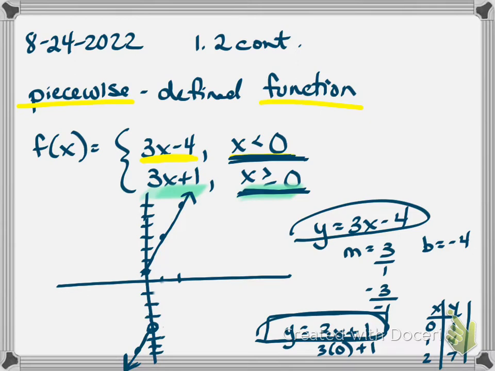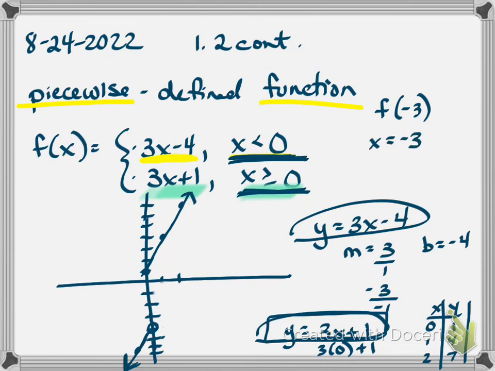So let's say for this example, I wanted to know what f of negative 3 was. I asked you, what's f of negative 3? Well, you need to know which piece of this function you're going to plug that into. So you're going to plug it into the piece at negative 3, so x is negative 3.